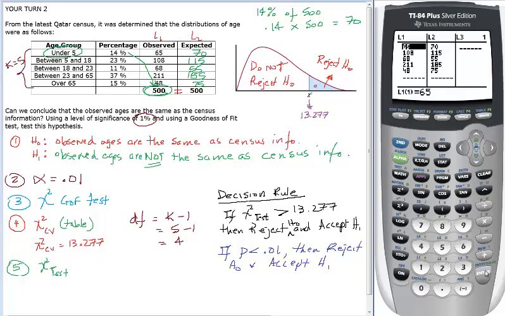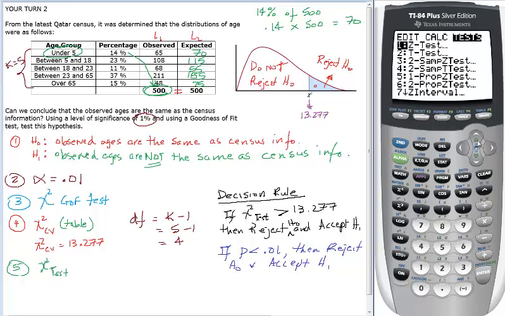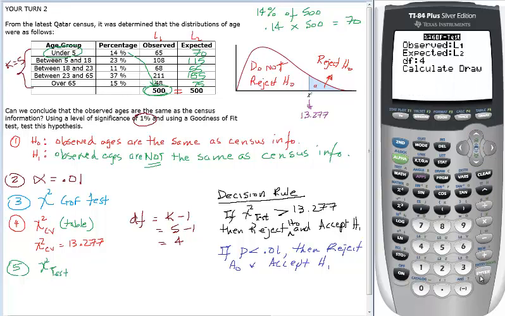Now notice I've already put the data in, but I'm going to double check it. 65, 70, 108, 115, 68. Always double check your entry, and it looks like I have it correct. Okay, next is stat. Go to test, and scroll up or down till you come to D: chi-square goodness of fit test. Enter. Now the calculator's asking you, do you have the data in list 1? The observed data, yes, in list 1. Expected in list 2. Enter your degrees of freedom. It is 4, so I don't have to change that.